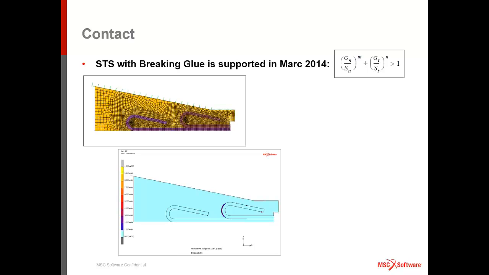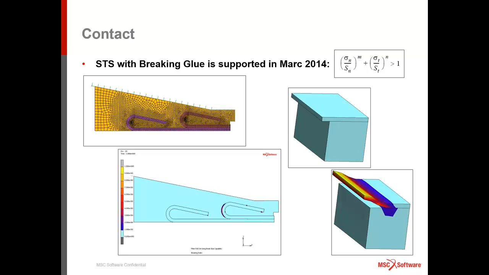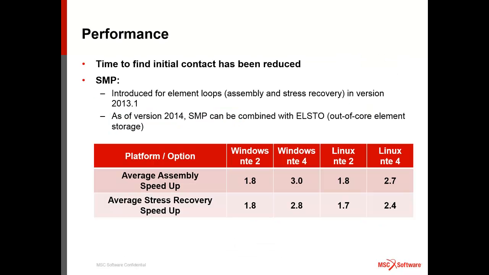As I mentioned, we're always trying to expand the number of options that are being used with segment to segment. We recognize that certain capabilities, let's say like mechanical wear, are not yet available, but in 2014 we added the breaking glue option, which is now available as well, both for 2D type problems and for 3D type problems. Computational performance, there really were actually 3 things that were done, of which only 2 are mentioned.